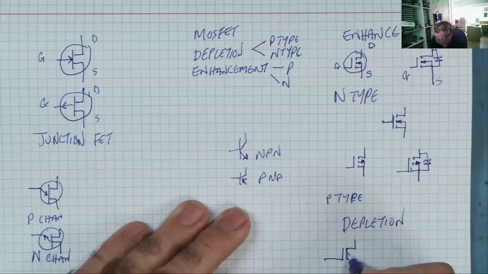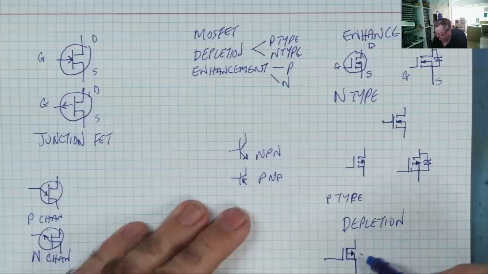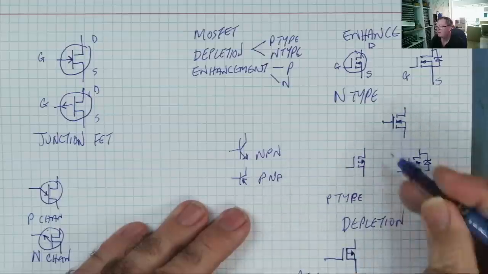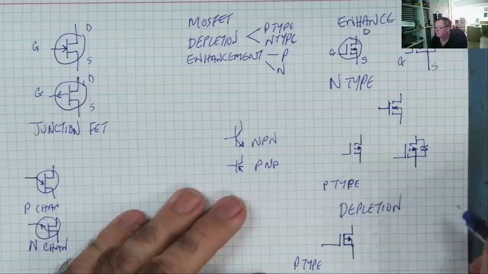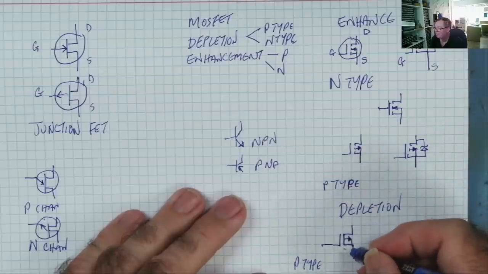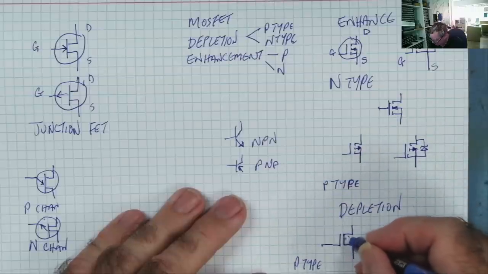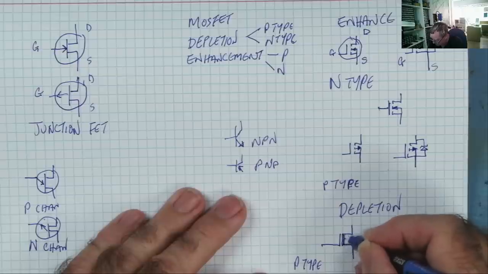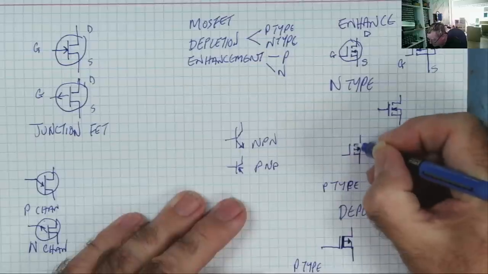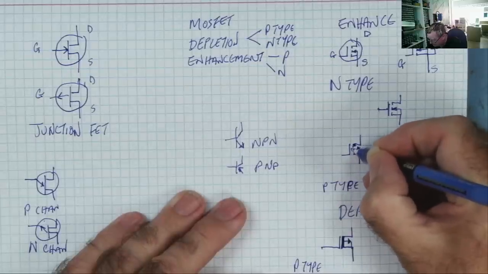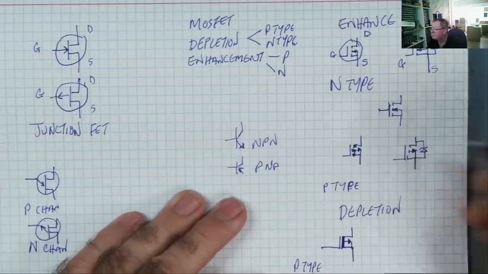We still have the arrow here, exactly the same as we did with these ones. So this is in fact a P-type. The N-type would have the arrow the opposite way. But the difference is that we have a solid line here. Sometimes drawn as a heavier line, by the way, like so. Sometimes these dotted bits are drawn heavier, like so. Because I've made a mess of it now.